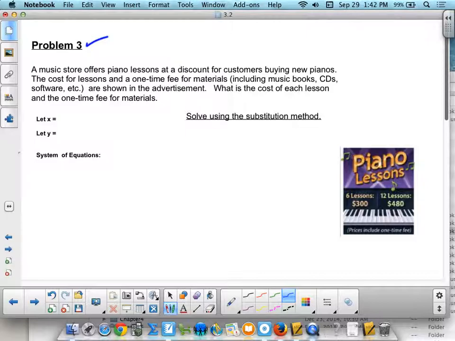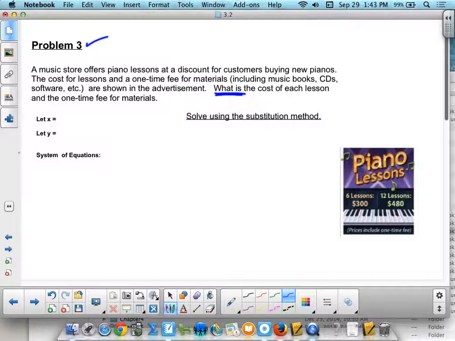Let's see. A music store offers piano lessons at a discount for customers buying new pianos. You gotta buy a piano to get a good discount. The cost for lessons and a one-time fee for materials, including your music book, your CDs, your software, etc., are shown in the advertisement over there. Look over here. How much money? $480 for how many? 12 lessons. $300 for 6 lessons. Okay, there's your advertisement. Here's the question.